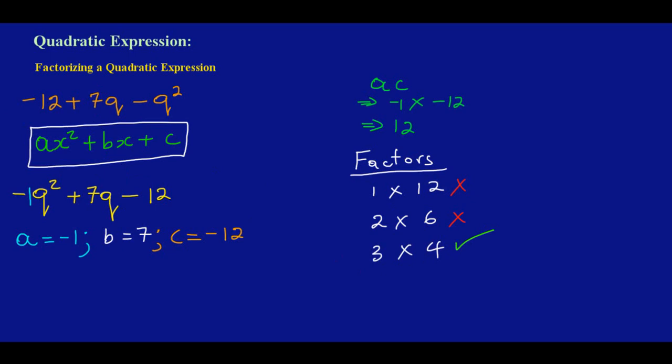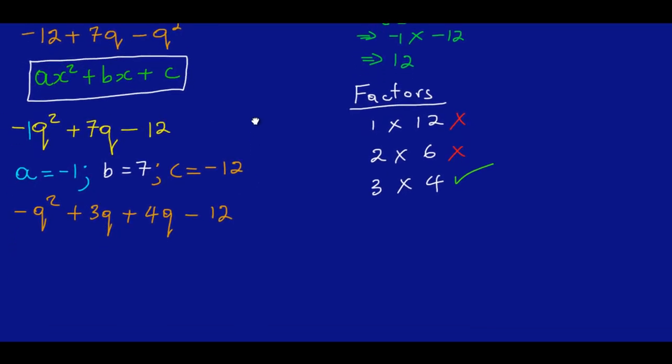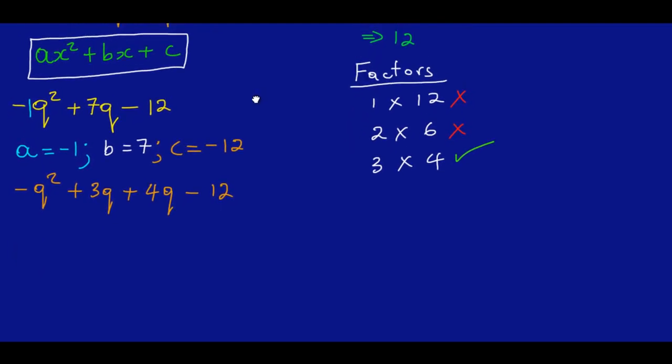So I can now rewrite my original by saying I have a negative q squared, and then I'm going to replace 7q with my factors, plus 3q plus 4q, and that's minus 12, which is my constant. Just let me get this up a little bit so we can have a little space here. Okay, good. Now we can factorize by grouping.